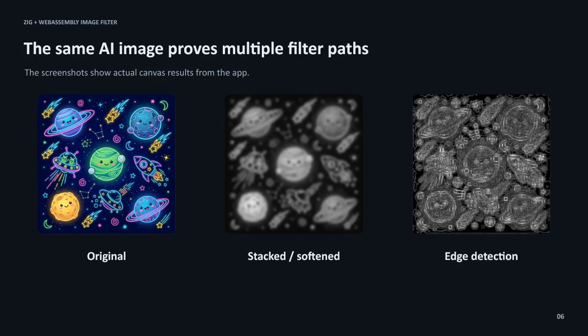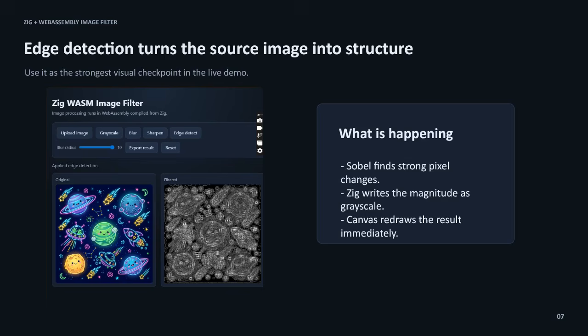The screenshots also show why this matters visually. The same source image can produce a softened stacked look or a strong edge map, which makes the demo much easier to understand for viewers. Edge detection is the most dramatic example. Sobel reads strong pixel changes, Zig writes the magnitude back as grayscale, and the browser redraws the result immediately.